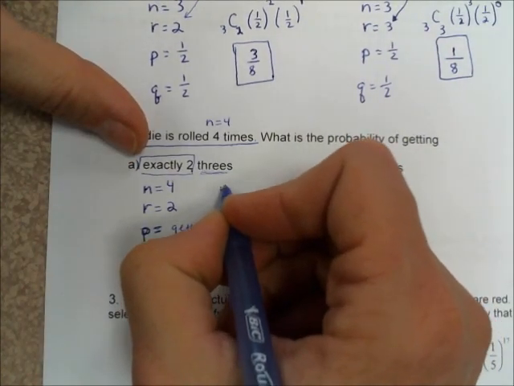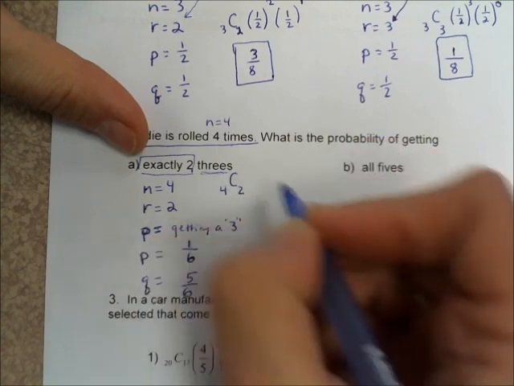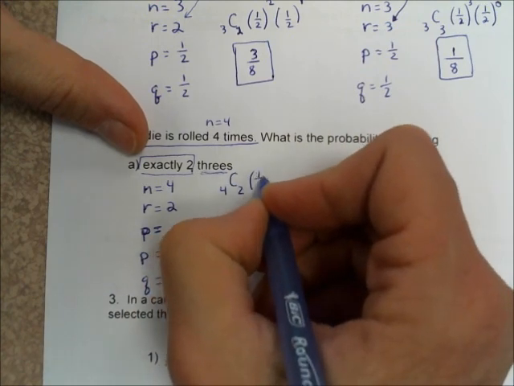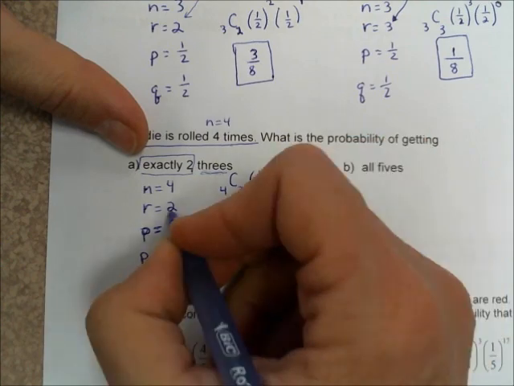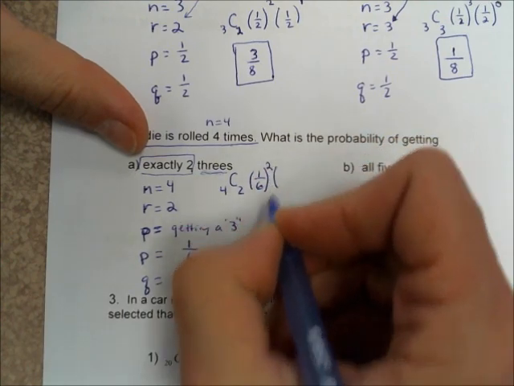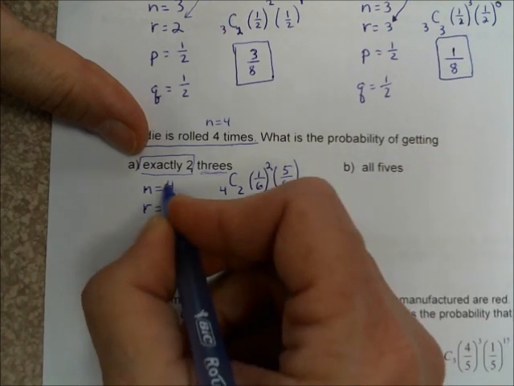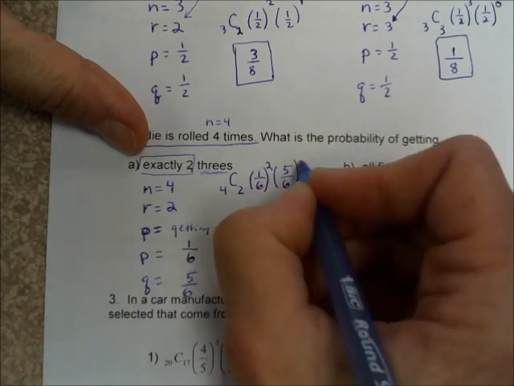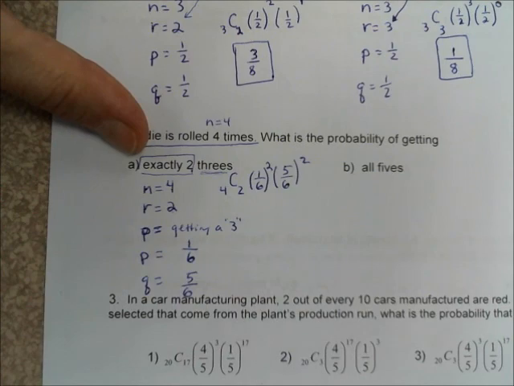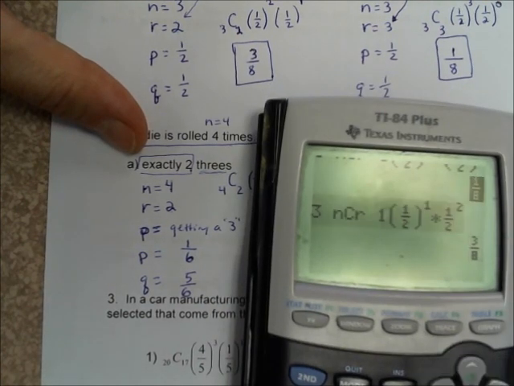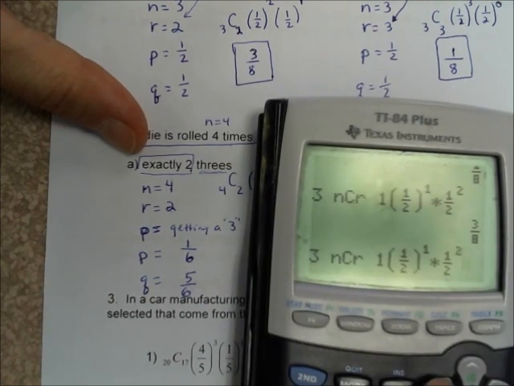So we have nCr, 4C2, times P to the R power times Q, which is 5/6, to the N minus R. 4 minus 2 is 2. So we're going to put that in our calculator this time. I'm just, again, going to overstrike all of those numbers. This time we have to overstrike a bunch more.